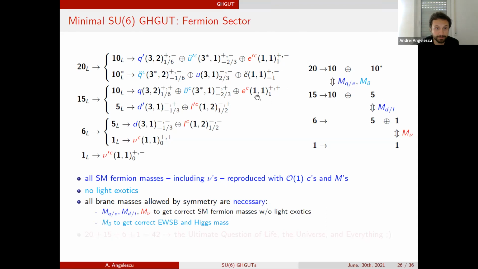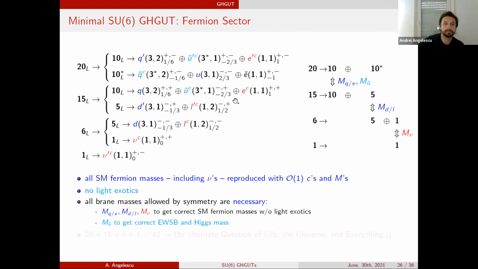And with this minimal spectrum and the relaxed breaking pattern I mentioned earlier, we were able to reproduce all the standard model fermion masses, also neutrinos, with order-one c parameters. As a reminder, these are the localization parameters, the bulk mass parameters of the fermions, and with order-one anarchic brane masses. Also, we had no light exotics in our spectrum. So basically, we solved all the problems that were existing previously in the literature.